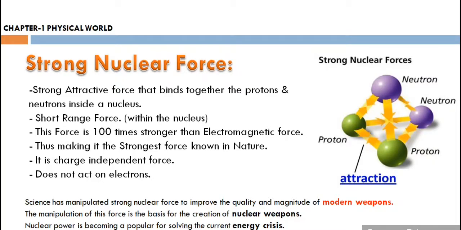Moving on to the next point, it is the strongest force known in nature. It is a charge independent force. You can see from the figure, it is acting between proton and proton, between neutron and neutron, and it is also acting between proton and neutron. So it does not depend on charge. Okay, so it acts between all the internucleus particles. Finally, one question might arise: we have seen that it is acting between proton and neutron. Does it act on electron? No, as electrons are very far away from the nucleus, this force does not act on the electrons, right?